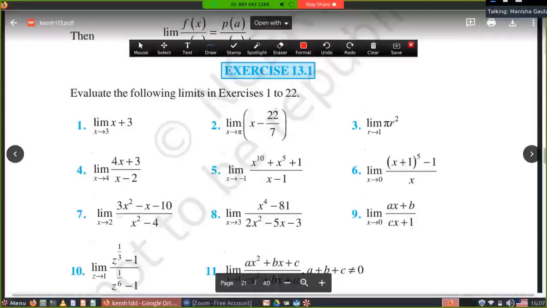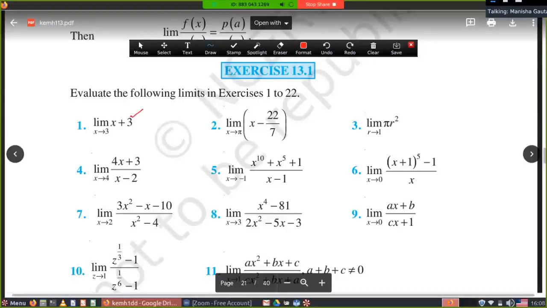We will do important questions of exercise 13.1. As we know, we have discussed examples and formulae of this exercise. Now today we will apply those formulae on our questions. Question number 1: limit x tending towards 3 of the function x plus 3.